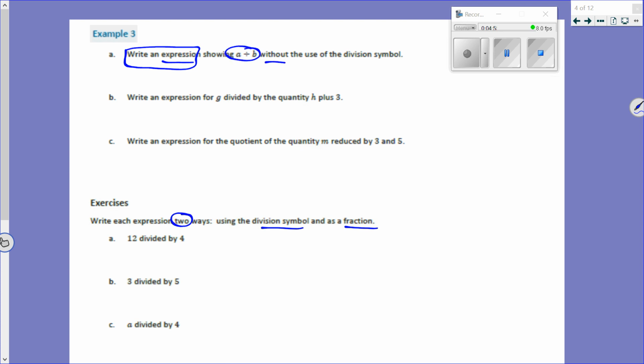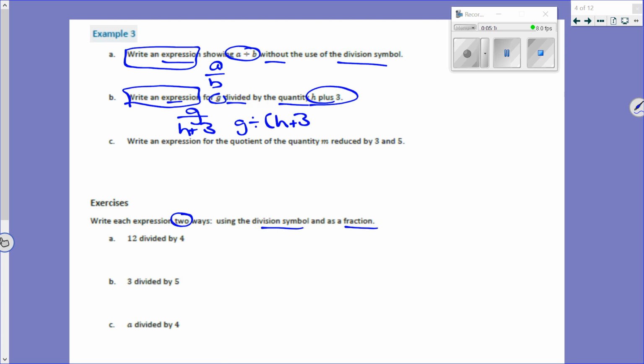A divided by B without the use of division symbol. That one should have been really easy, given what we just went through. Write an expression for g divided by the quantity h plus 3. So there's two ways to do that. If you use the division symbol, which it didn't say you couldn't, you must have the parentheses on that.